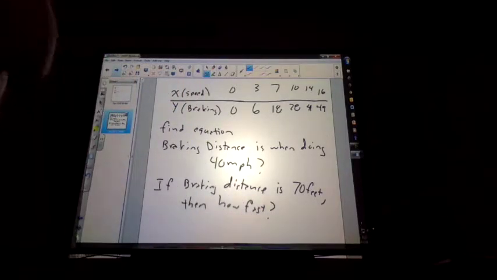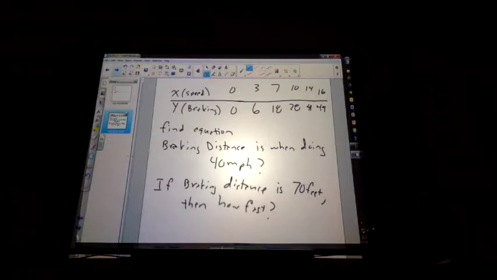So we're going to have to use the calculator on it. Turn your stat plot on. Plug your data into your stat plot. Get your window to fit where it goes. Okay, y equals, make sure you don't have any equations in there. But your x component will be the speed, miles per hour, and your braking distance is in feet. So 0, 3, 7, 10, 14, 16 goes in for your speed. Braking distance, which is your y, is 0, 6, 18, 28, 41, and 49.